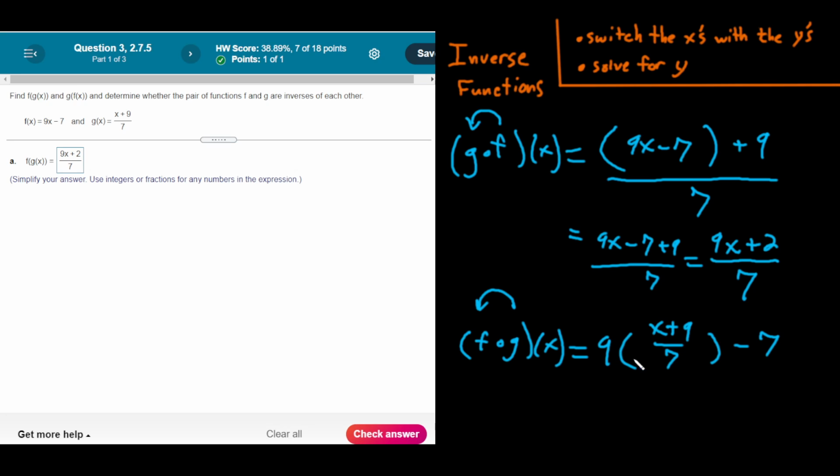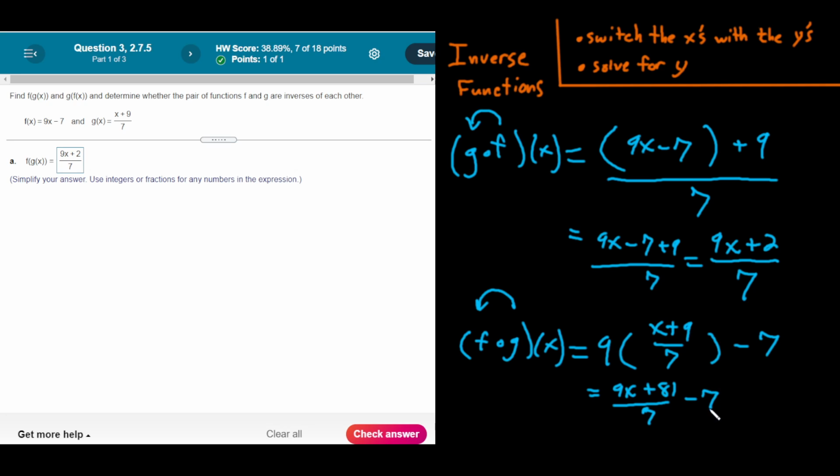So there's nothing else for us to do but to distribute this 9 with the numerator. That'll be 9x plus 81 divided by 7. So remember, when you're multiplying a whole number times a fraction, you multiply just the numerator. We have the negative 7 hanging out over there.